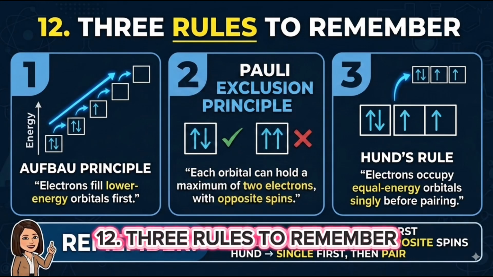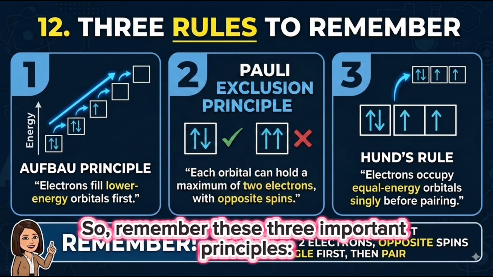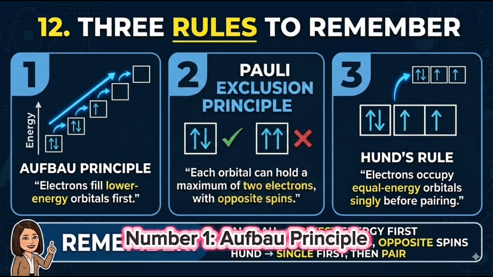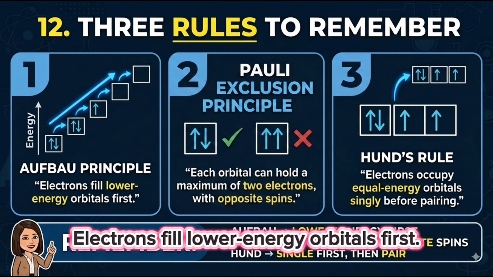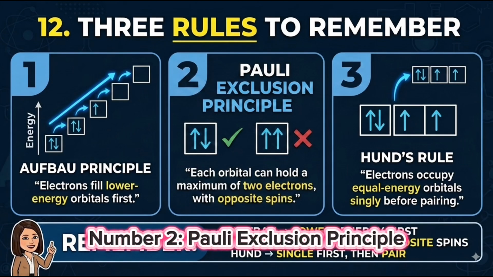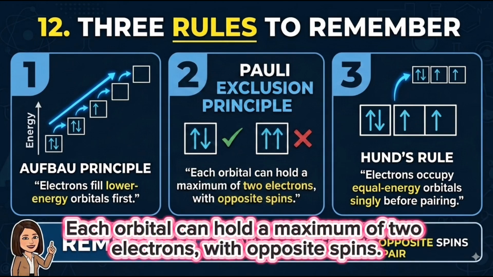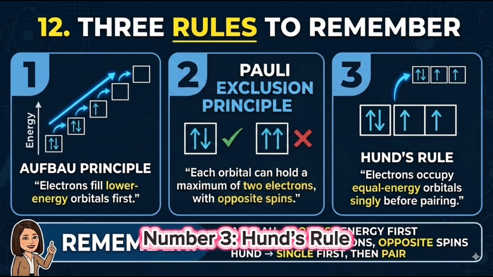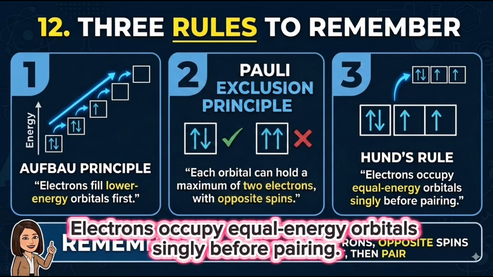12. 3 rules to remember. So remember these 3 important principles. Number 1. Aufbau Principle. Electrons fill lower energy orbitals first. Number 2. Pauli Exclusion Principle. Each orbital can hold a maximum of 2 electrons with opposite spins. Number 3. Hund's rule. Electrons occupy equal energy orbitals singly before pairing.